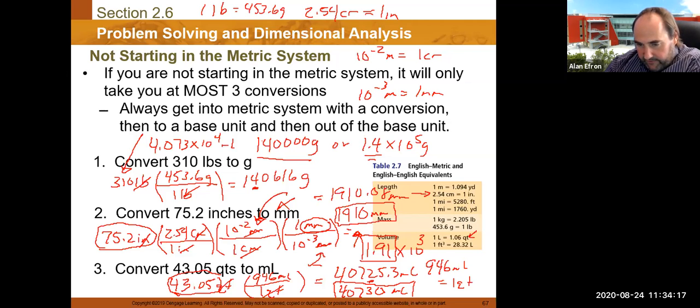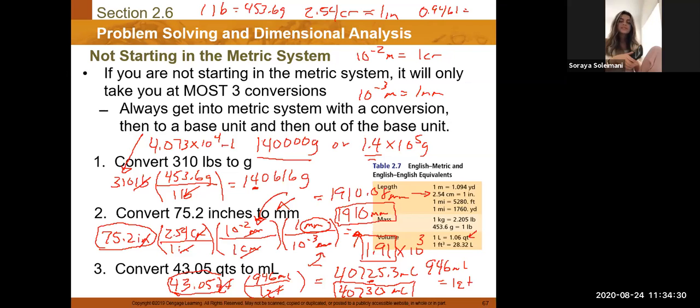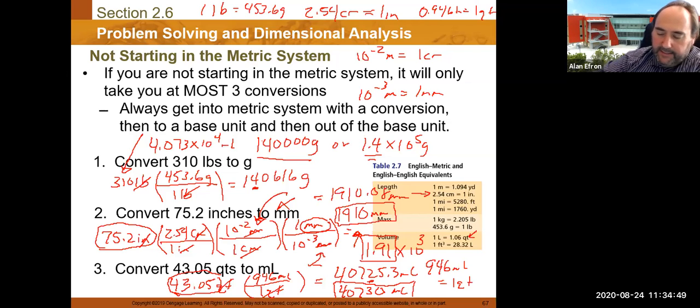This is the same conversion as was on your sheet there. It's 0.946 liters in 1 quart. Professor, I actually have a question. Yeah. So for that one, I did quarts to liters and then liters to milliliters, and I got 40,613. So it's a close answer, but it's kind of off. So you may get sometimes a different answer.